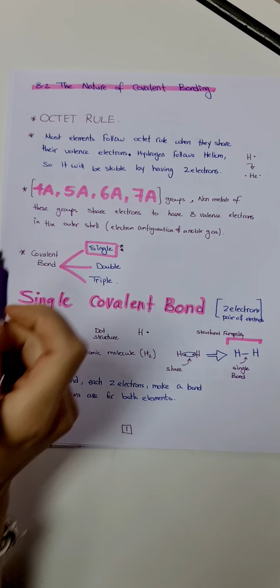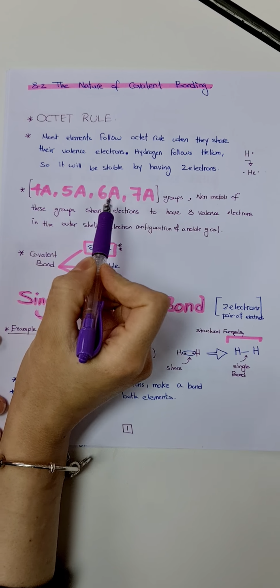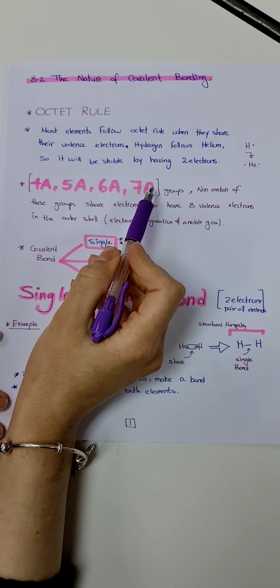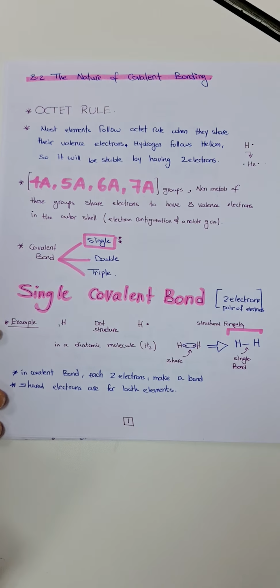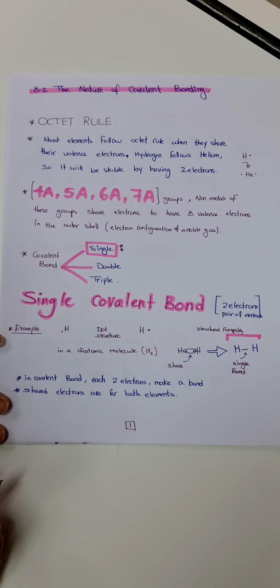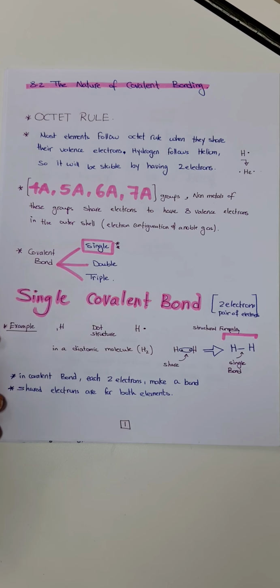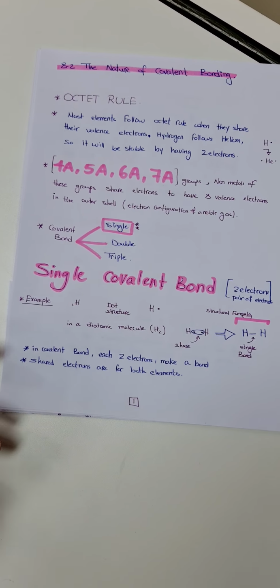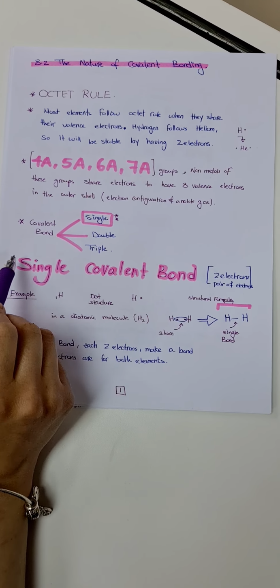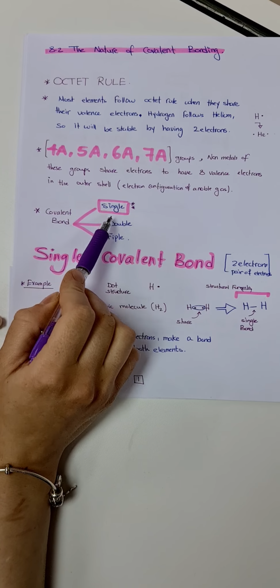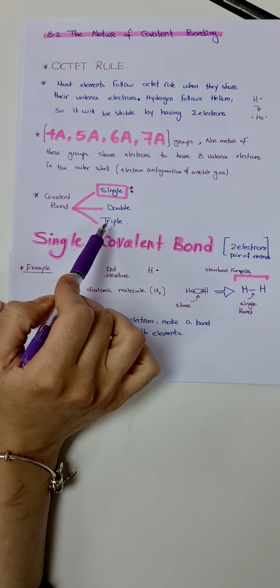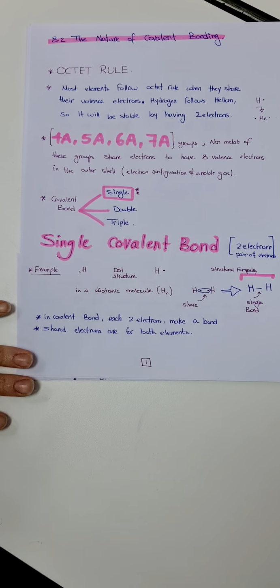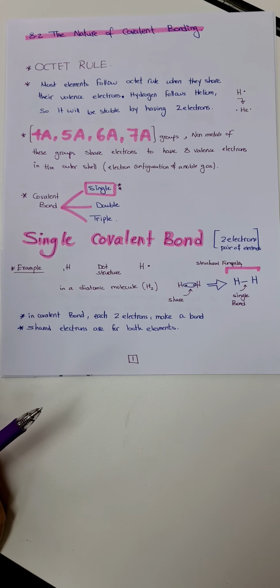Now, the elements in group 4A, 5A, 6A, and 7A, the ones that are non-metals, are the ones who share their electrons together in order to have 8 valence electrons in the outer shell. Sharing means covalent bond. For the covalent bonds, we have 3 types: single, double, and triple. Now I will discuss the single covalent bond.